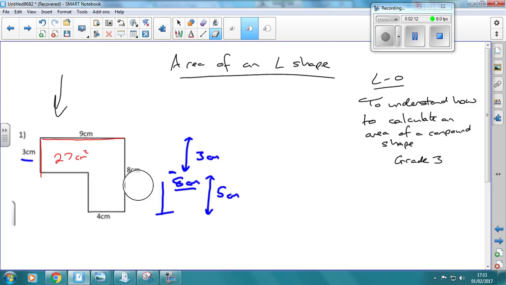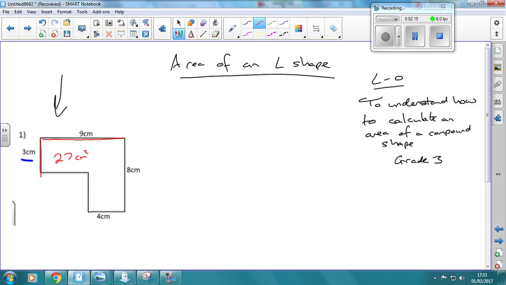If we do that again, we've split the shape going across there, and now we know that this bit here is 3 centimetres, so we know that this bit here must be 5 centimetres. So we've got this rectangle, and that's 4 by 5 centimetres, which is 20 centimetres squared. Remember, the area is always going to be centimetres squared, millimetres squared, or something like that. Once you've worked out the area of both of them, you add them together. So 27 centimetres squared plus 20 centimetres squared is 47 centimetres squared.